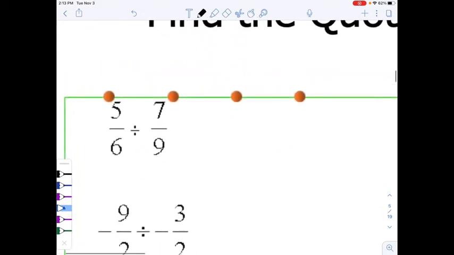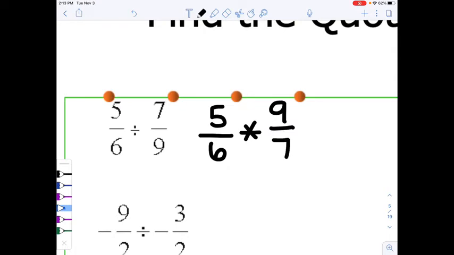So here's some examples. You'll definitely want to have these in your notes. 5/6 divided by 7/9. To divide by a fraction, here's a tip: keep, change, flip. We keep 5/6, we change to multiplication, and we flip the second. So we get 9/7. Now, since we have multiplication, we can cross simplify.